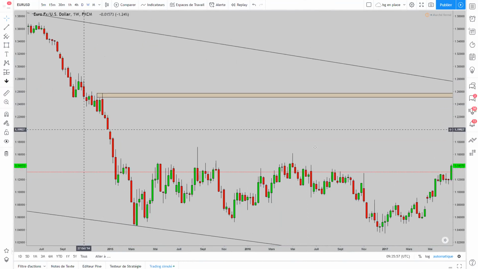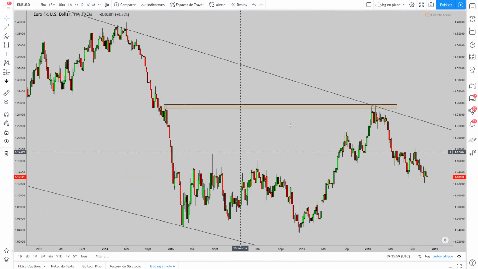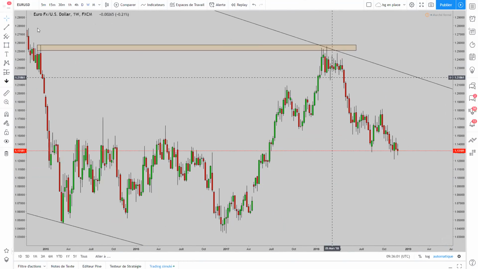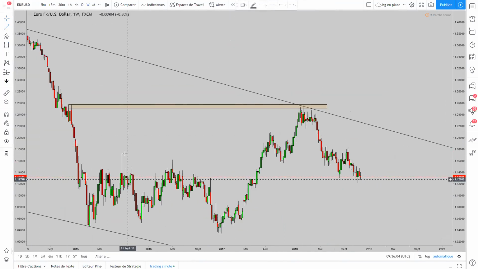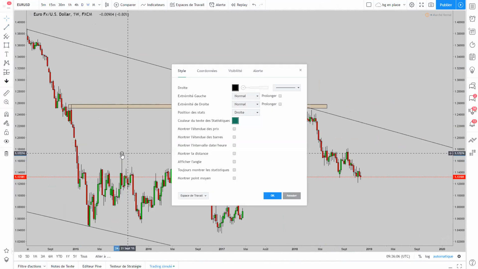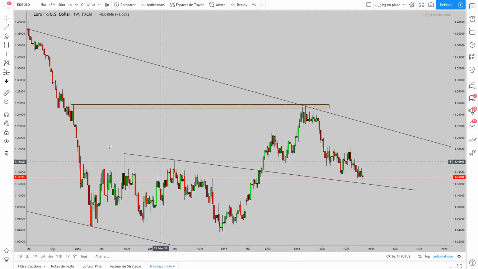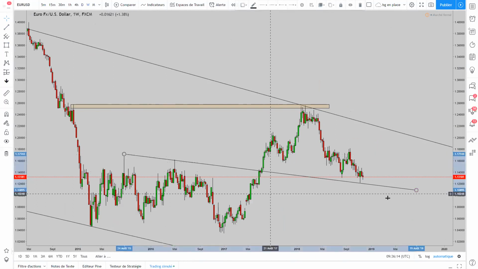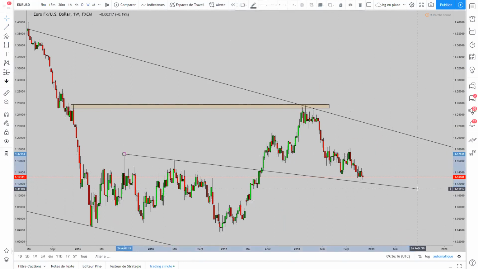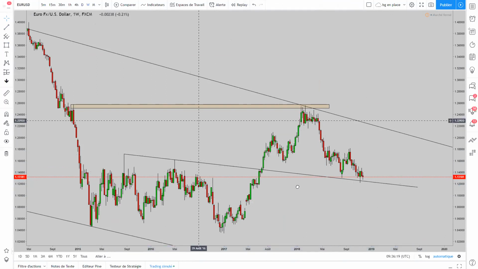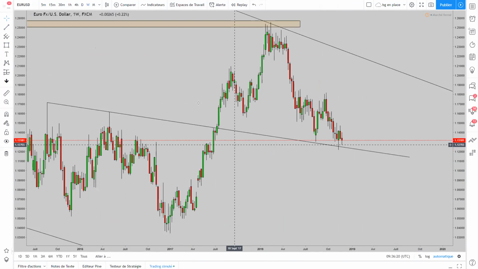So here we have a supply zone where price reacted nicely. Here we have a support. It looks a little bit strange, but it really does work. Wait, I'll adjust my lines. Okay, so we have a quick support here.